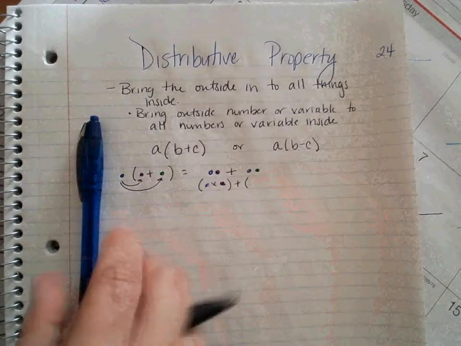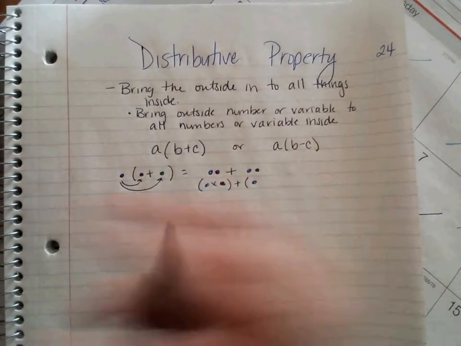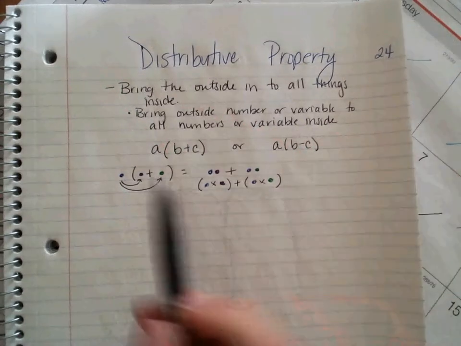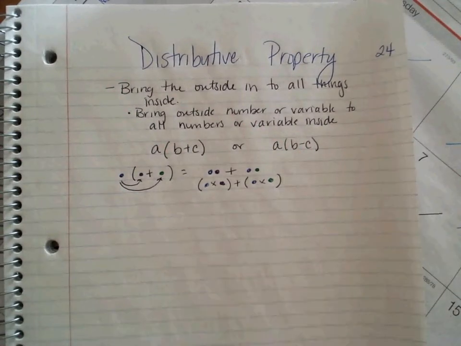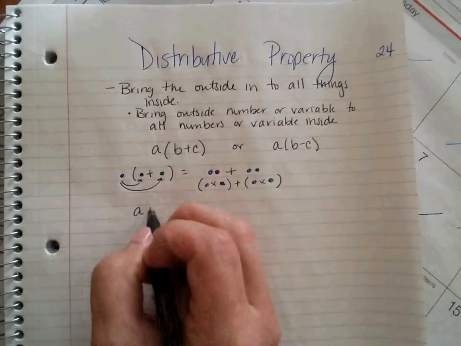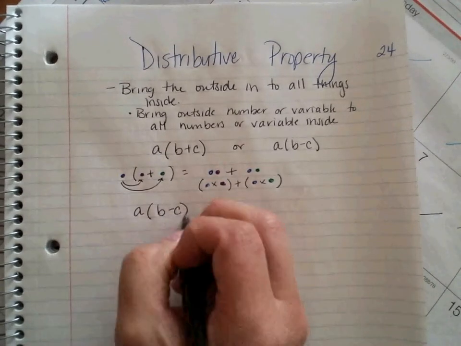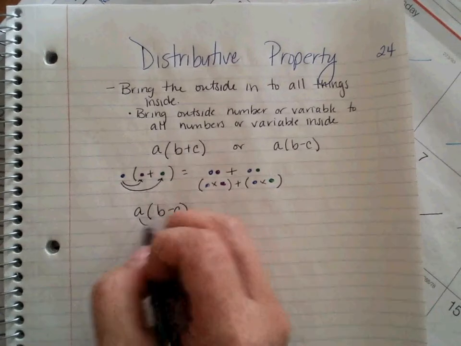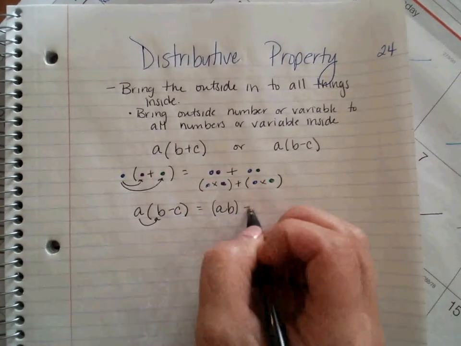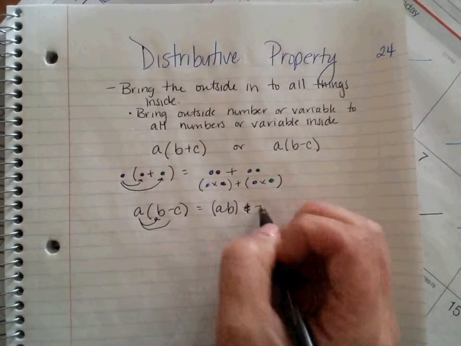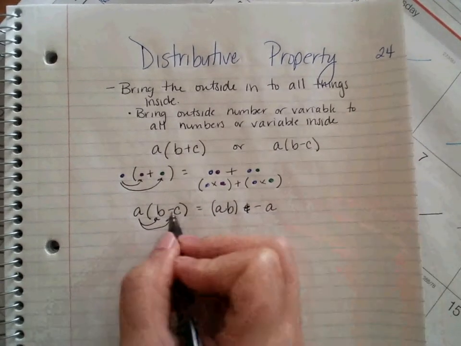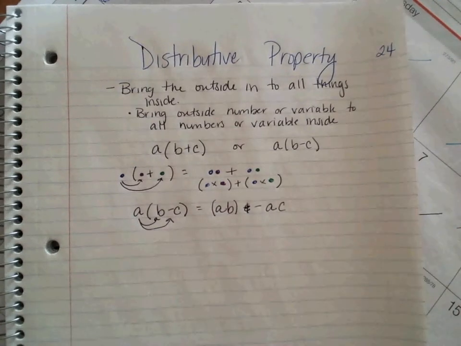plus blue times green. So I'm bringing the outside to everything inside. Way you can look at it with your letters like A, and I'm going to do B minus C this time, so I'm going to just change it to subtraction. So I'm going to do A times B plus, or sorry, there's a minus sign, minus, so I'm bringing that minus over A times C.